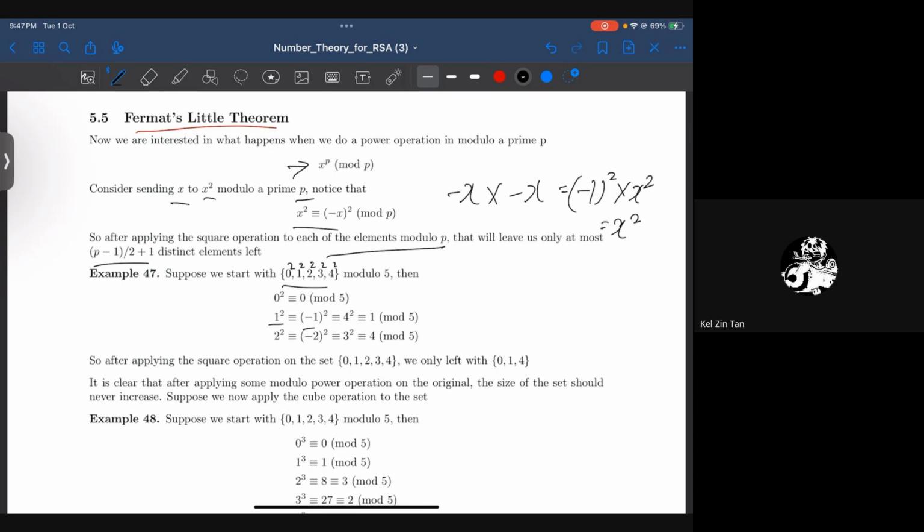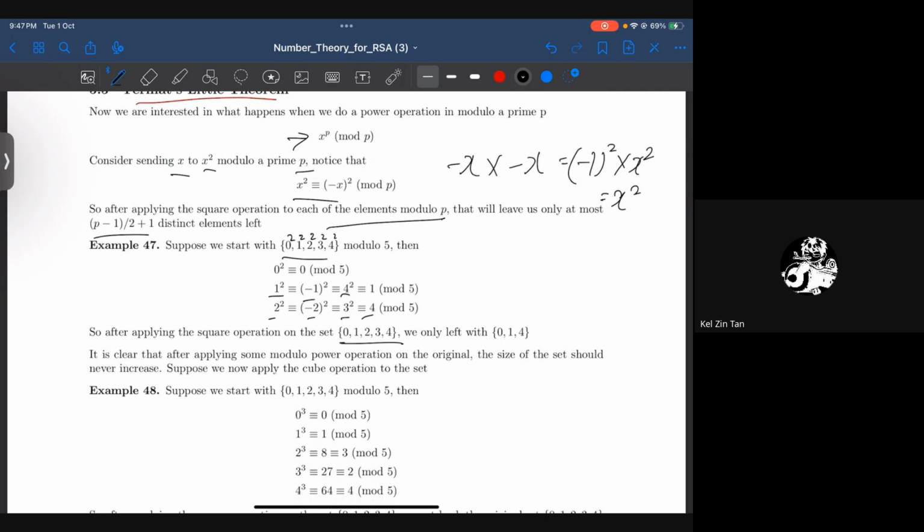So like the modulus minus 1. So this will just be equal to 4 squared, which is equal to 1. And then the same thing, 2 squared is equal to negative 2 squared. Negative 2 is equal to 3 squared. So 2 squared is equal to 3 squared. So this is 4. So after applying the square operation on the set, we are left with only 3 elements. 0 always stays the same. That's for sure. But then for the other 1, 2, 3, and 4, we're only left with 1 and 4.